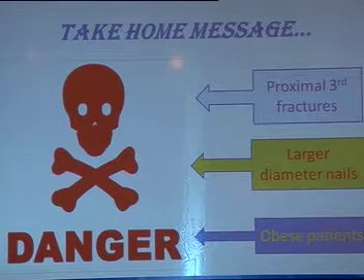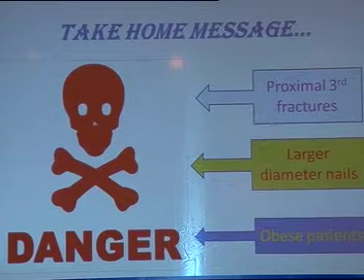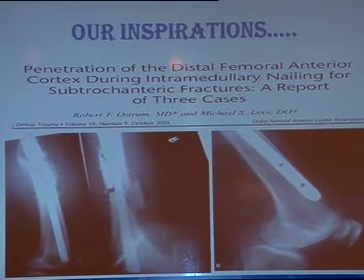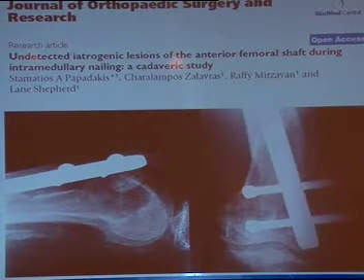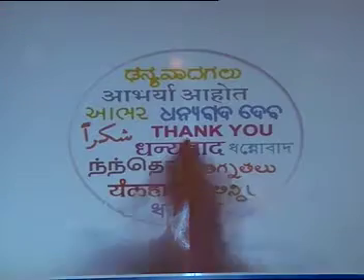Now the take home message: if the fracture is a proximal third fracture and a larger diameter nail is used, the danger is much more. Our inspiration is the topic from the JOT, that is, penetration of the distal femoral anterior cortex during intramedullary nailing of subtrochanteric fractures, a report of 3 cases, and undetected iatrogenic lesions of the anterior femoral shaft during intramedullary nailing, a cadaver study. Thank you.